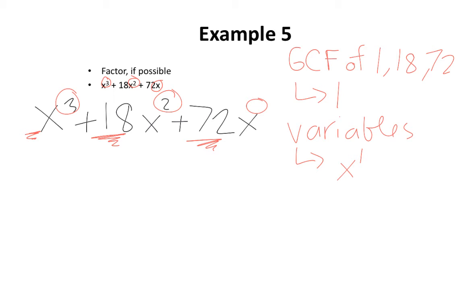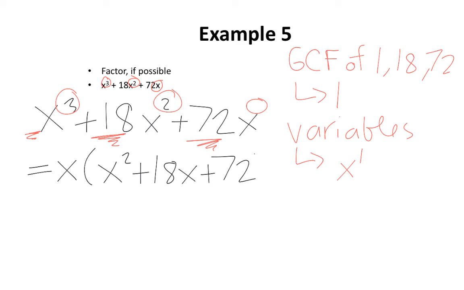At this point, we want to factor out 1 and x to the power of 1. However, I'm going to ignore the ones, and I'm going to end up just factoring out an x. So that becomes x to the power of 2, that becomes 18x, and that becomes 72. Remember, when you're factoring out something, you're really just dividing every single term by that factor. Now we can just use the same technique that we've been using in the last couple questions.